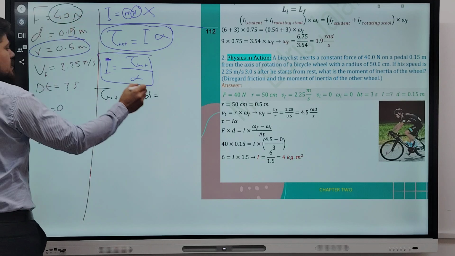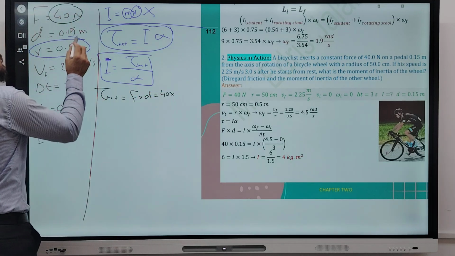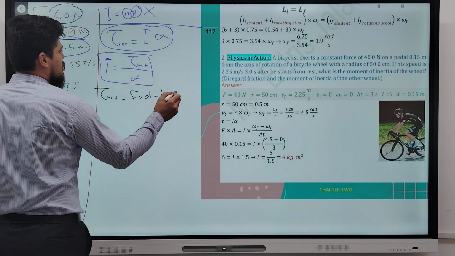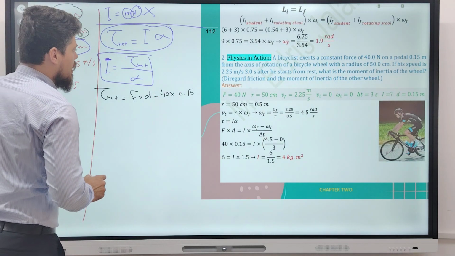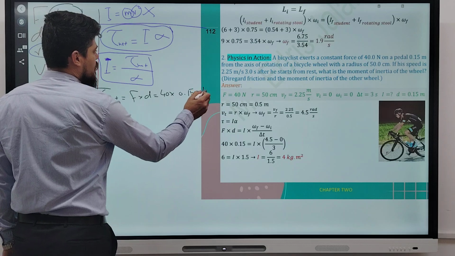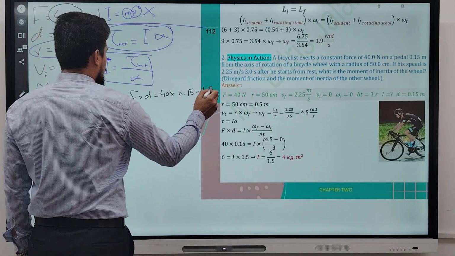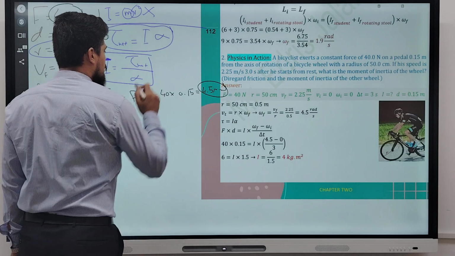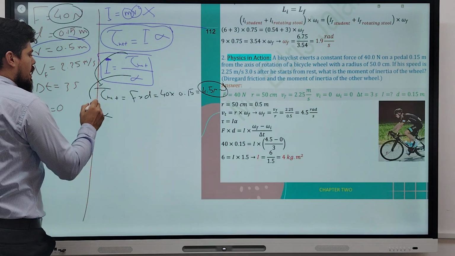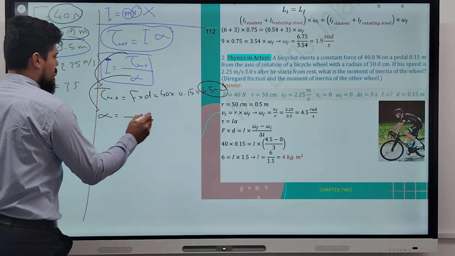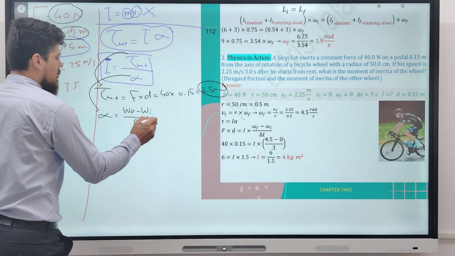The force was given, 40 Newton, exerted on the pedal, times the distance of the pedal from the axis of rotation, 0.15, which is equal to 6 Newton meter. Alpha, do we have alpha? No, this is torque. Alpha, but we can find it: omega final minus omega initial over time.